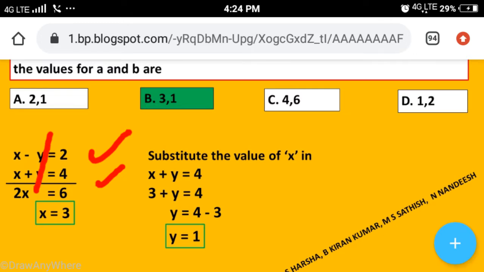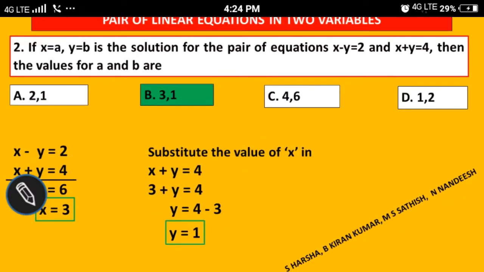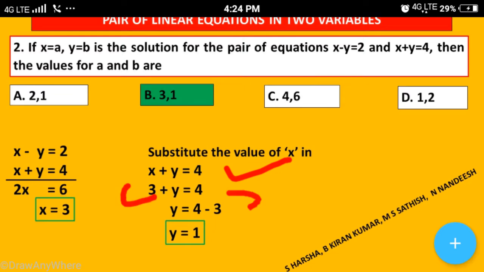So when we add these, y gets cancelled, then x plus x gives 2x equals 6, therefore x becomes 3. Then we substitute the value of x equals 3 in equation 2. So what it becomes? x plus y equals 4, so x value is 3. When 3 comes to the other side of the equality sign, it becomes minus 3. So therefore the value of y is 1. We can substitute the value of x in either equation 1 or equation 2, we will get the same answer. Therefore the correct answer is option B, that is the values of a and b are 3, 1.